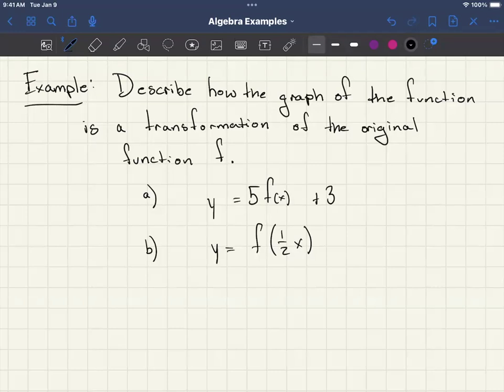I'm Dr. Finch. Today we're going to look at an example where we're describing how the graph of a function is a transformation of the original function f. And there's a lot of stuff to keep track of with transformations.